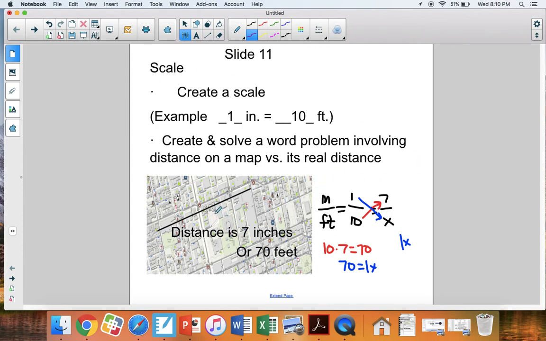So today you're responsible for doing slide 11, which is a scale map. You can choose any map, a map from a video game, a map from an actual city. You can draw your own map if you'd like. You need to come up with some sort of scale for your map to real life, and then you are going to figure out some sort of distance from your map to real life.